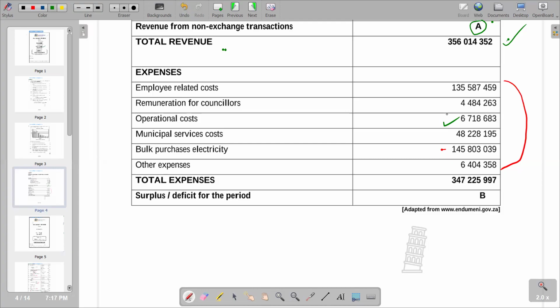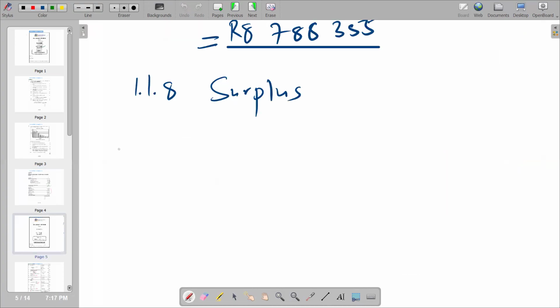So this is going to be a numerator. So we can refer to our answer section, and we're saying 1.1.9, and we're saying the numerator is 6,718,683. And obviously, we are saying over.